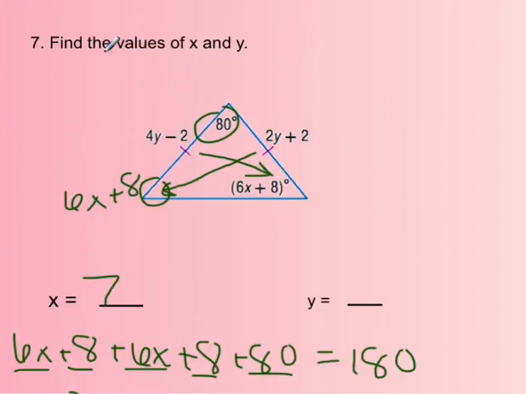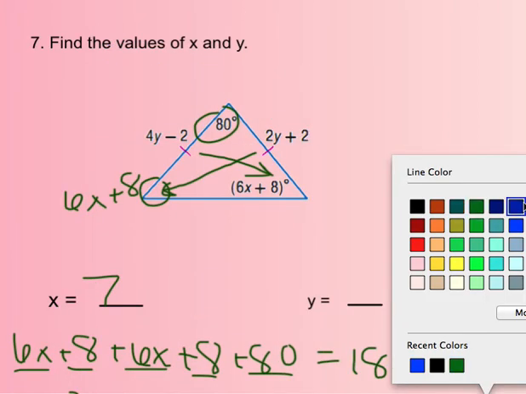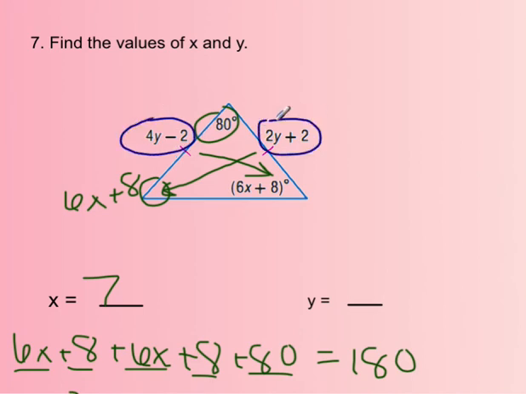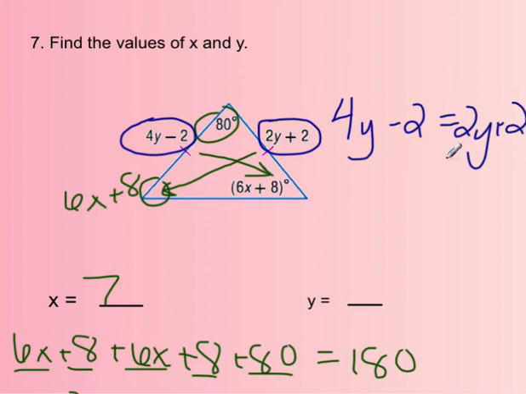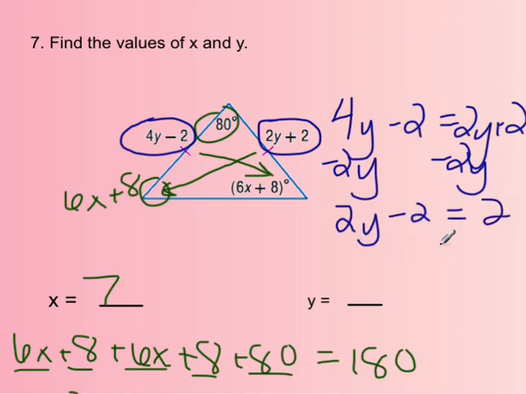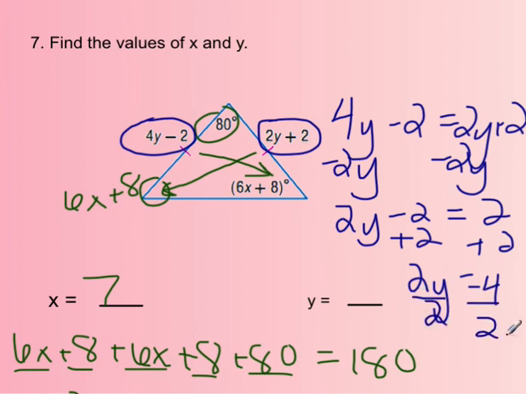Now, to get our y's, I notice that our y's are set on two sides that are equivalent. So 4y minus 2 is equal to 2y plus 2. So now we want to get our y's on the same side. Since this is a positive 2y, I'm going to subtract 2y from both sides. So then I get 2y minus 2 is equal to 2. Add 2 to both sides. 2y is equal to 4. Last but not least, to solve for y, I'm going to divide both sides by 2. 4 divided by 2 is 2, so y is equal to 2.